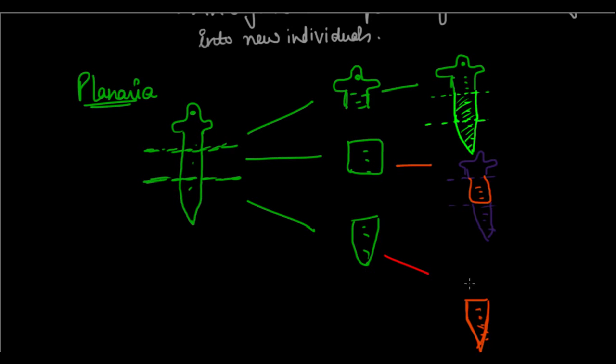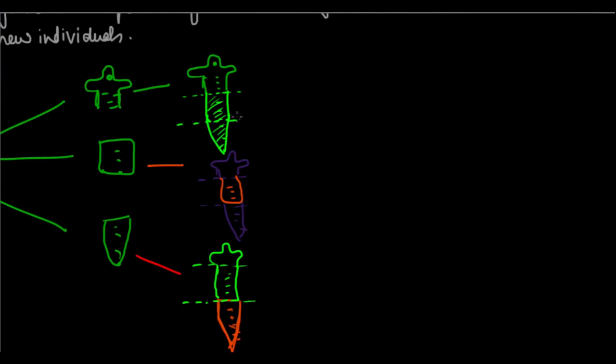So if you see, it acquires the middle piece. See, the middle piece is acquired, and then it also acquires the top part of the body, that is the head. So you see, this is how planaria reproduces. It gets cut into various parts, but ultimately it develops into 3 new planarians.